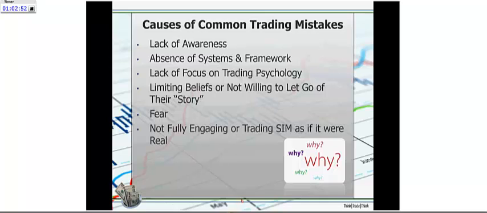And then not fully engaging or trading in sim as if for real. Unless you really start to put something on the line when you're trading sim, then it's not going to matter.